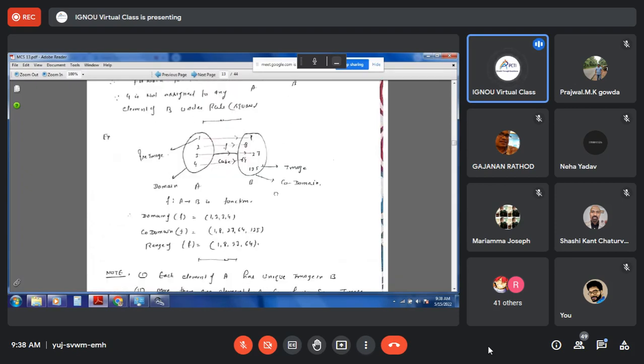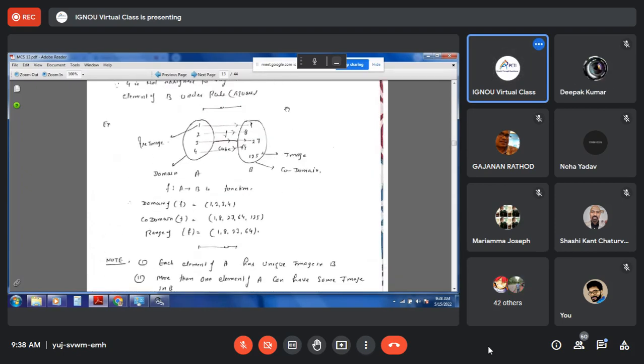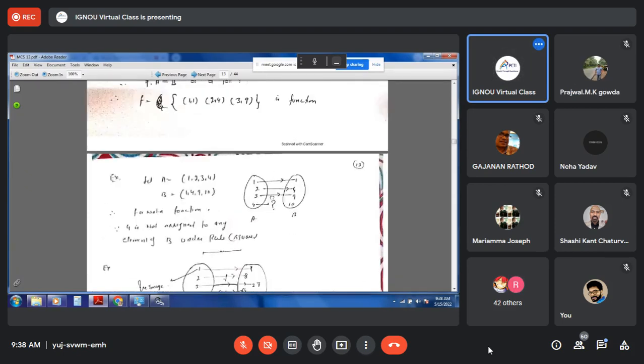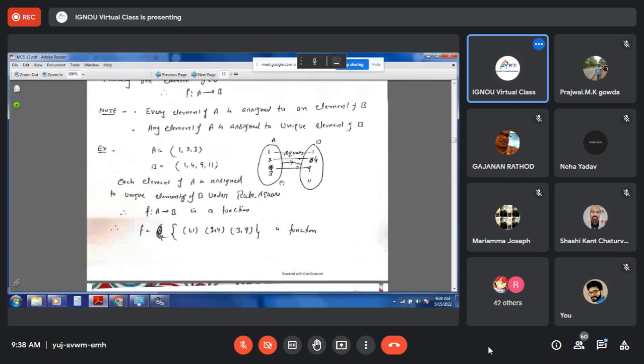As we were discussing, so it is a 1-1 mapping or 1-1 correspondence. Now let us discuss onto. Onto mapping means surjective property. It is called the surjective property.